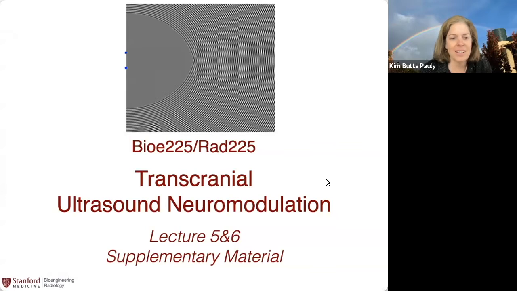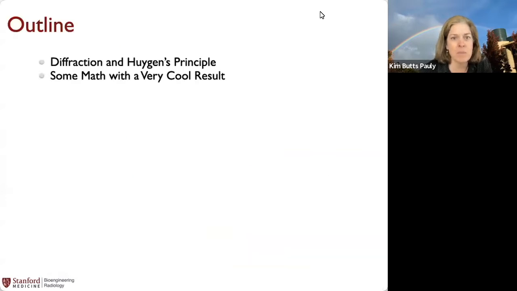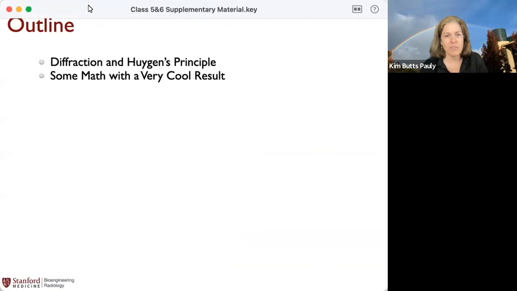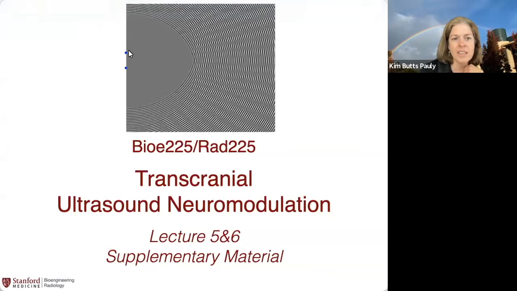What it is, is some of the math behind the transmit aspects of ultrasound, the diffraction and Huygens' principle, and then the idea, going back to that first picture on our first slide, that if you have an aperture, then what you actually measure in the far field is the Fourier transform of your aperture. So here we have 2 point sources and you get a sinusoid. Those kinds of concepts are in the supplementary material. It's pretty mathy, but it's some cool stuff.